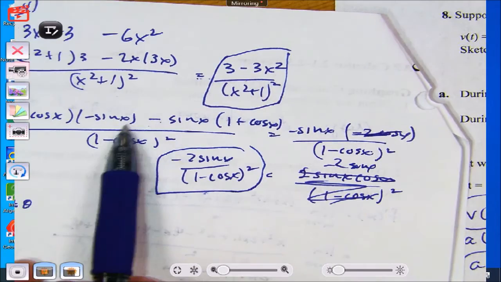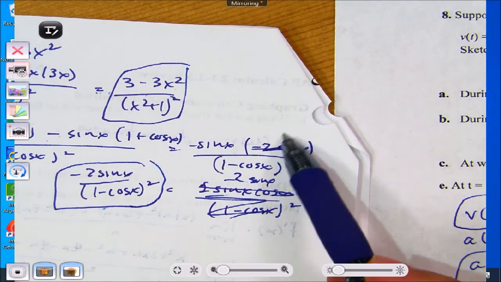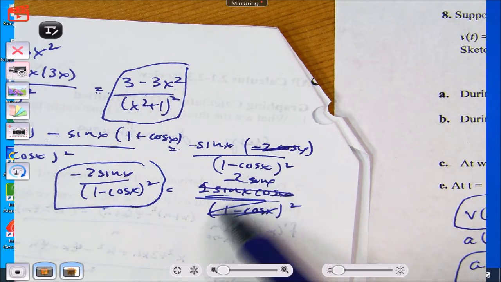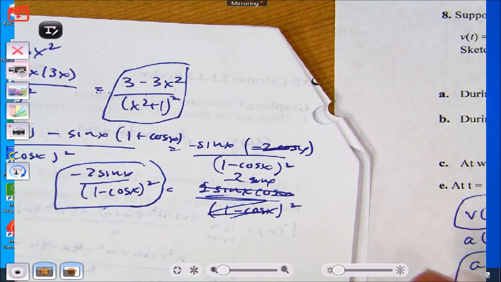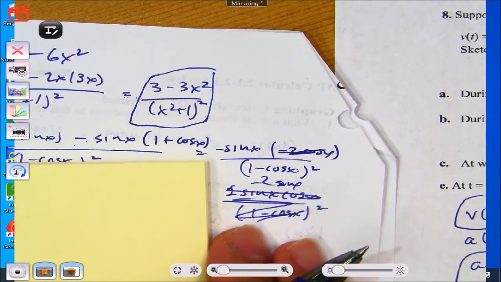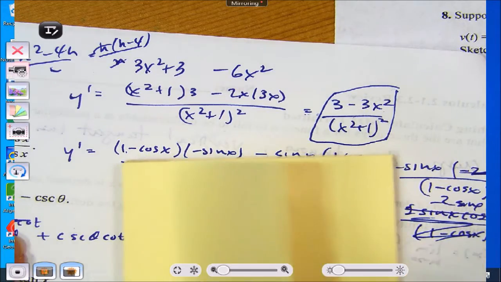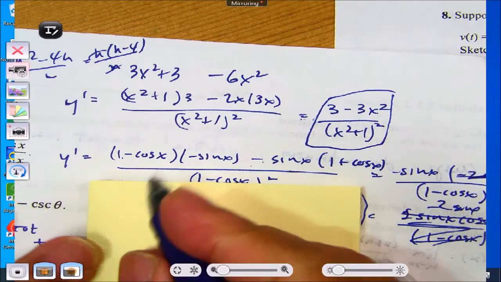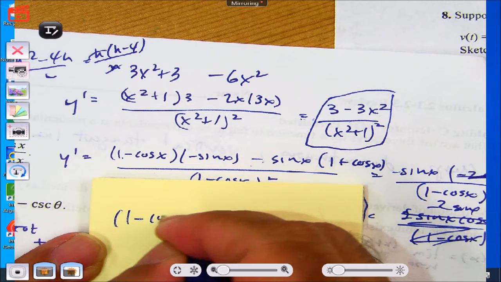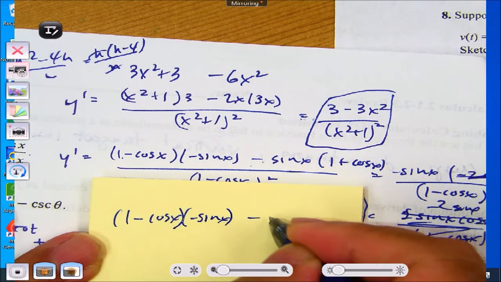Alright, so I factored out negative sine x, and then this was a mess. I had to do the rest in my head, because it didn't make sense. What do you mean factor out? Let me tell you what happens when I factor out negative sine x. Let me copy the numerator. All I'm doing is copying the numerator. The numerator I have is 1 minus cosine x times negative sine x minus sine x.